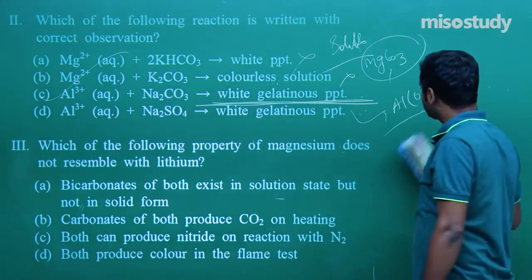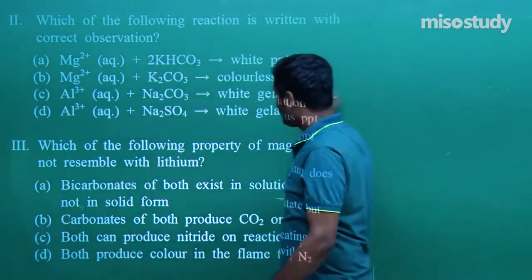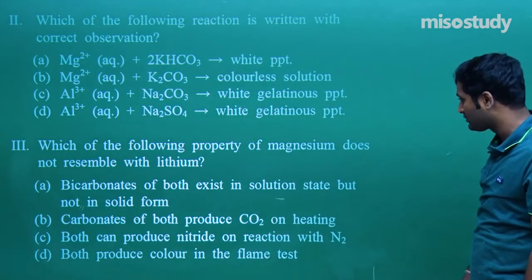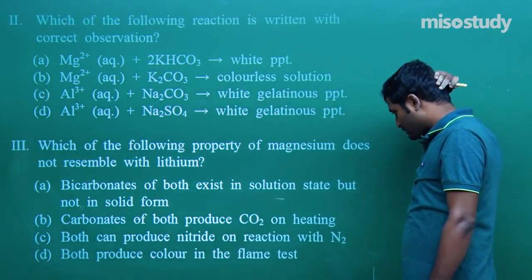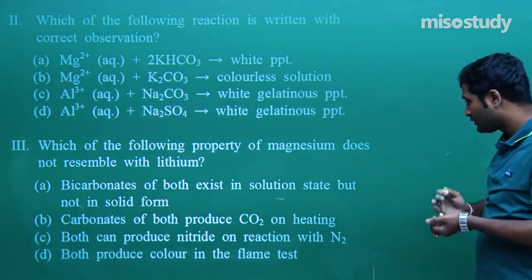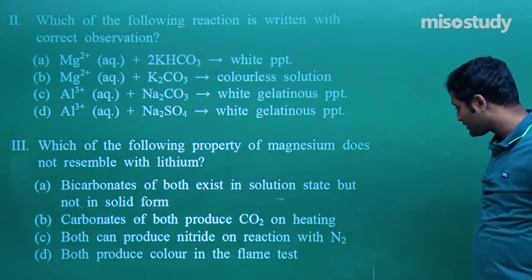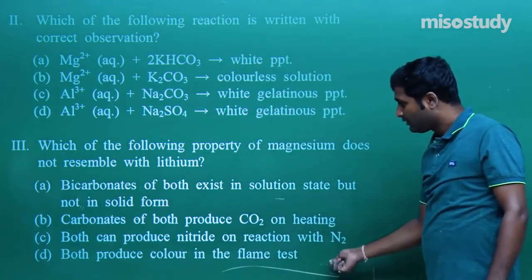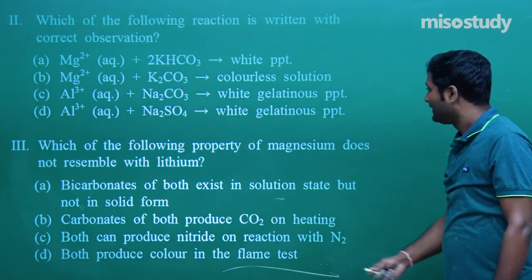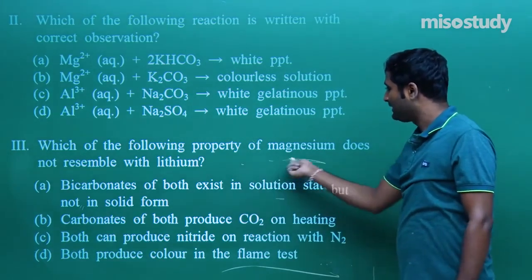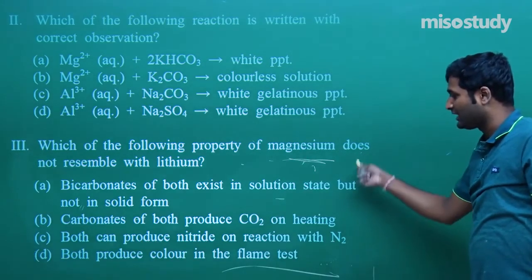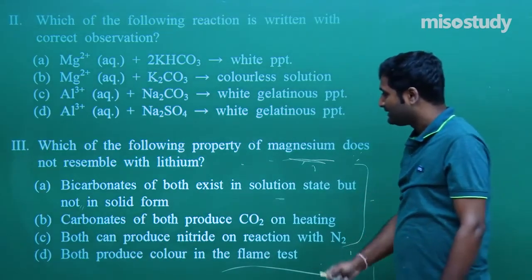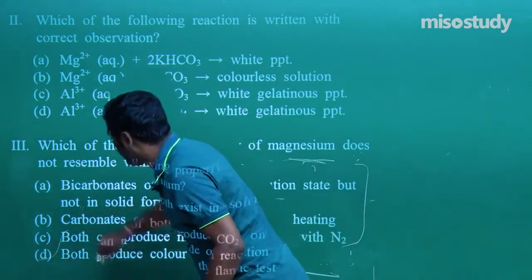Now what about question 3? Which of the following properties of magnesium does not resemble with lithium? Bicarbonate of both exists in solution? Yes. Carbonate of both produces CO2 on heating. Yes sir. Both can produce nitride on reaction with N2. Yes sir, this one is also correct. Now, both produce color in the flame test. No, this is the incorrect statement. This does not resemble lithium, that is the flame coloration. No, the flame test differs. So these other three are correct, but the flame color is not correct. That option is the correct answer.